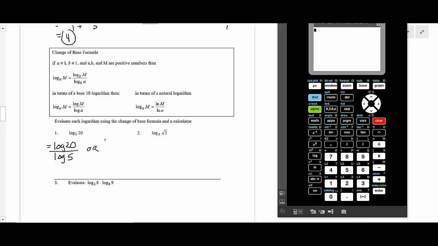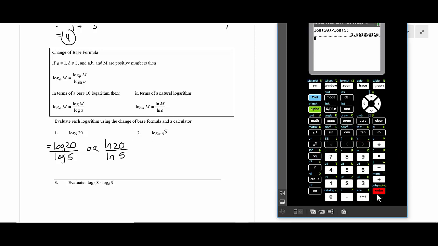Or it works if you do ln. It doesn't matter which of those logs you do. And then from there, you just do it on your calculator. So you can do this on your calculator with me if you want to. So pick your key. I'm going to do log 20 on this one, close parentheses, and then I'm going to divide by log of 5 like that.